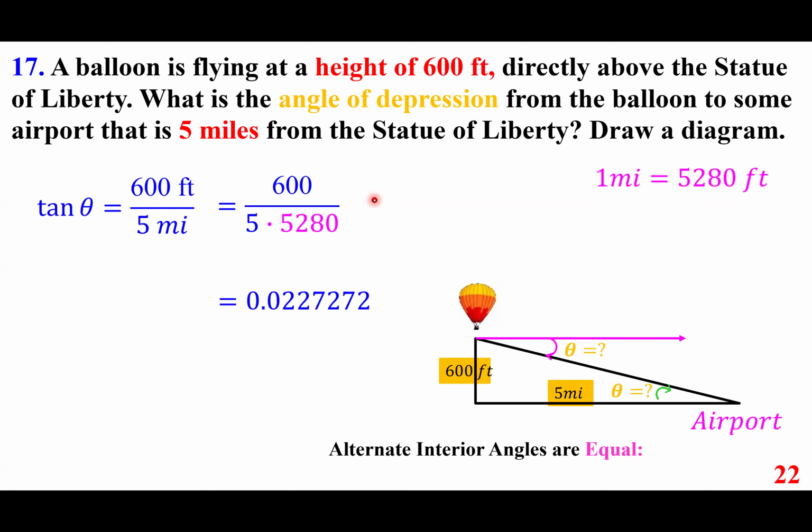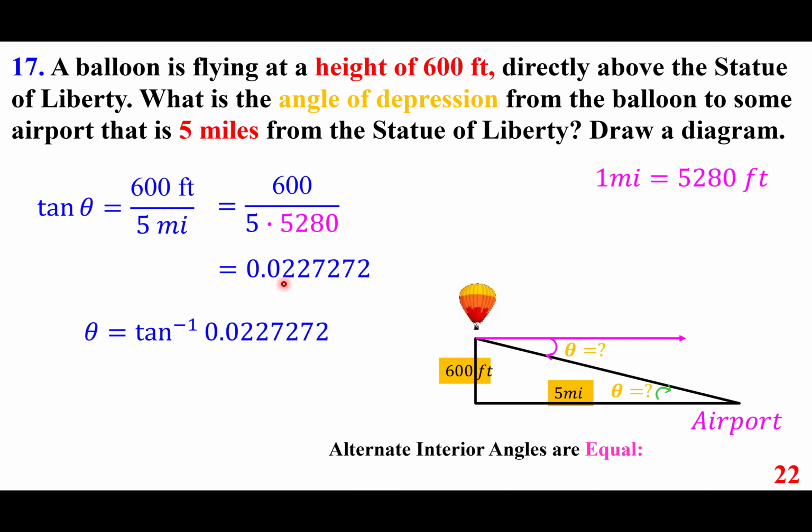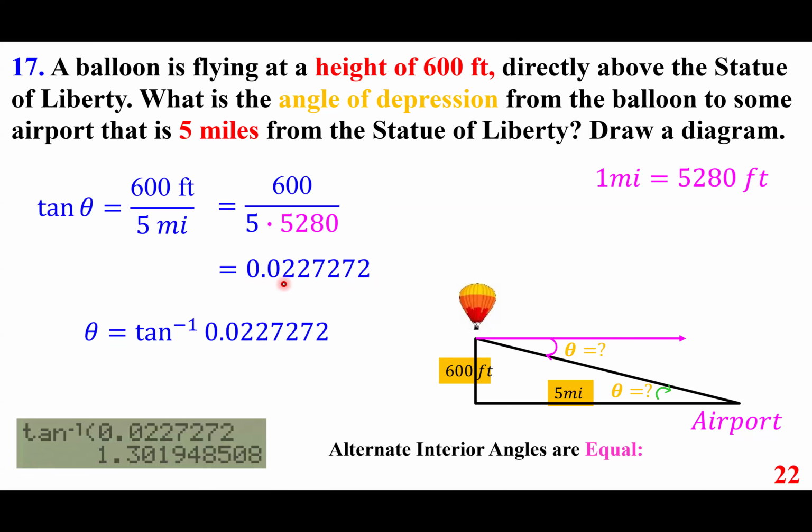Putting it into a calculator results in this number, and you want to use many decimals to be on the safe side, 0.0227272, just for the sake of argument. If you use one decimal, that actually becomes 0 because next to this 2, it doesn't change. Okay, so many decimals. So what is theta? Tan inverse of this number. Put it into a calculator. It gives you 1.302 degrees. That's the case.